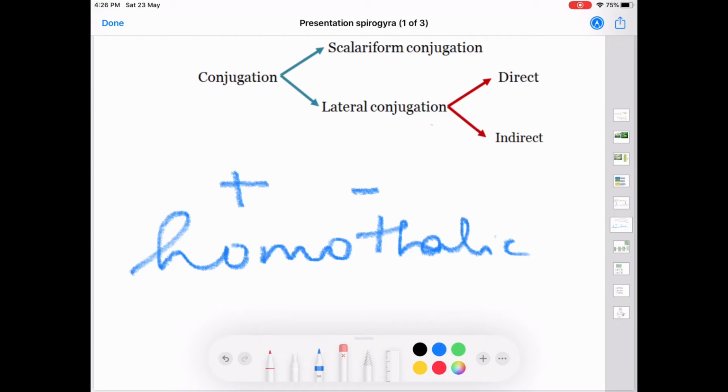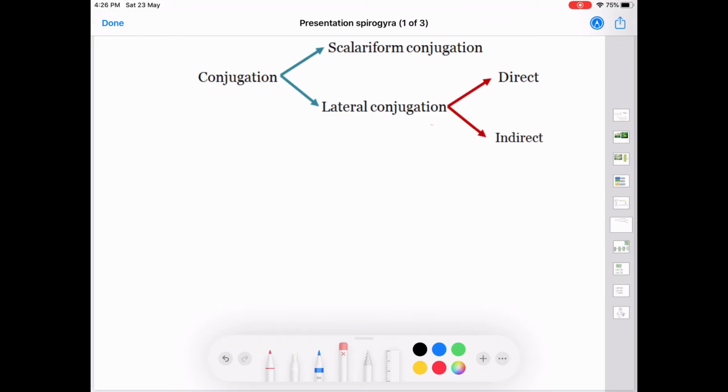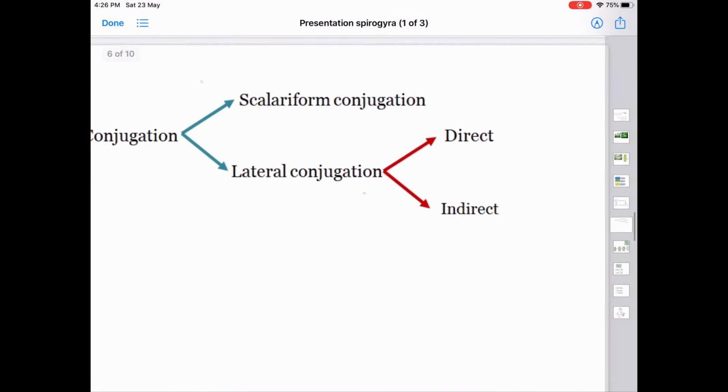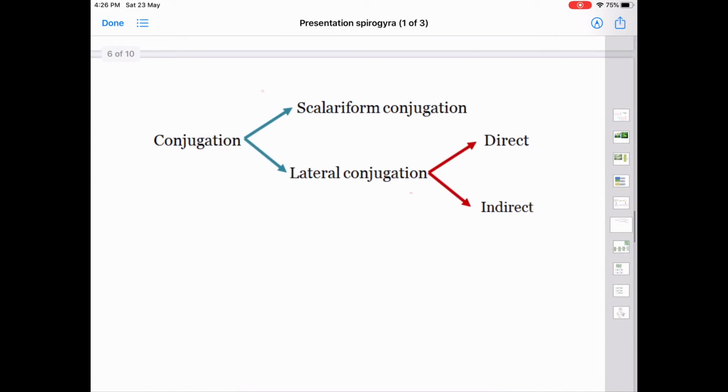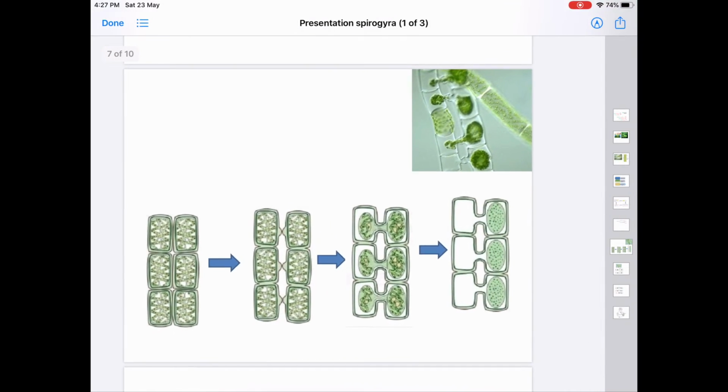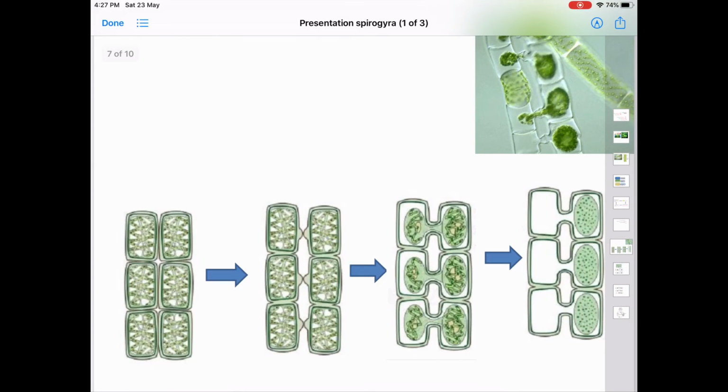The lateral conjugation is again divided into two types, the direct lateral conjugation and the indirect lateral conjugation. Thus, there are two types of conjugation, scalariform conjugation and lateral conjugation. Lateral conjugation is again divided into direct lateral conjugation and indirect lateral conjugation.